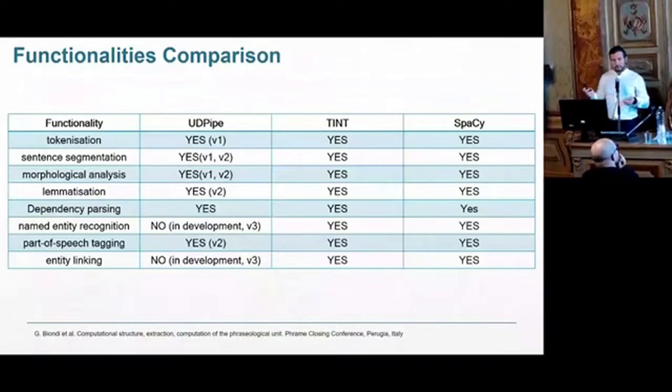Of course, they all offer the main natural language processing functionalities: tokenization, sentence segmentation, lemmatization, and all the ones you can see here and more, specific for the Italian language, because as we know, natural language processing tasks are highly language dependent. So the availability of specific tools is fundamental to perform successful analysis.